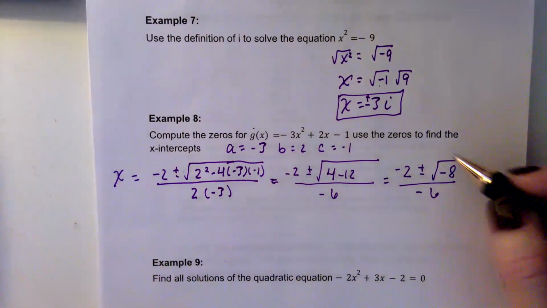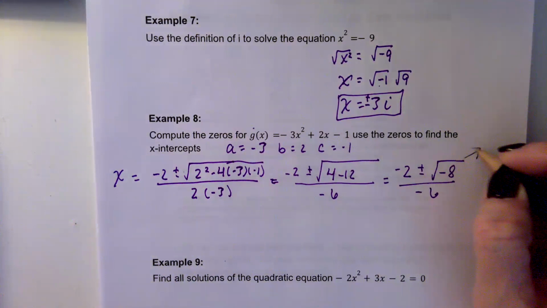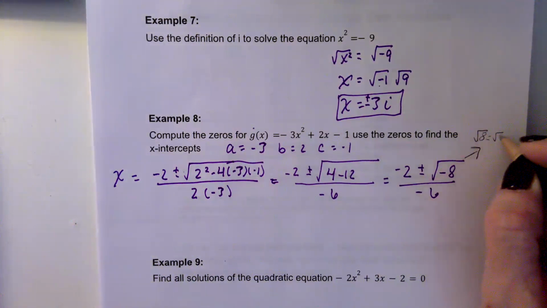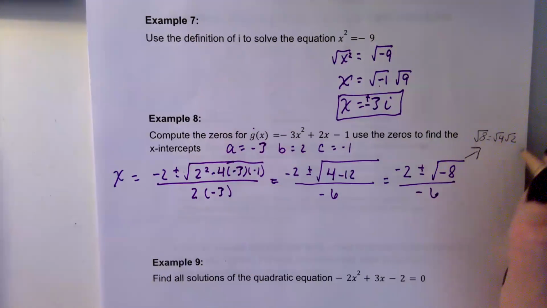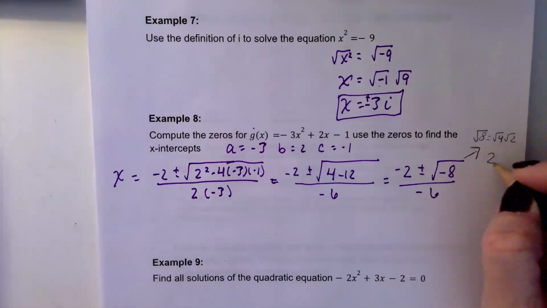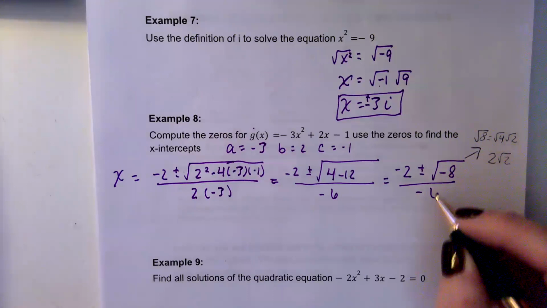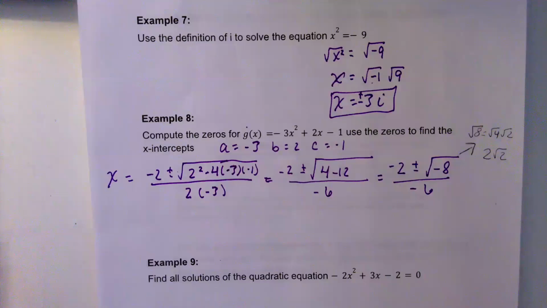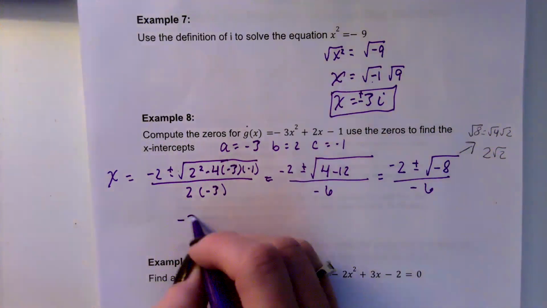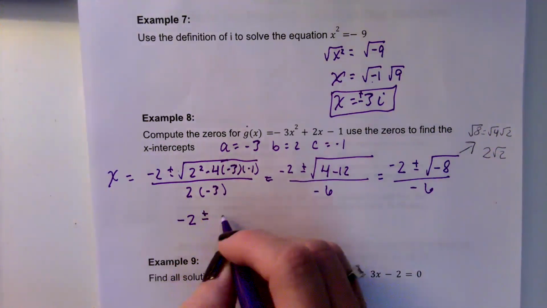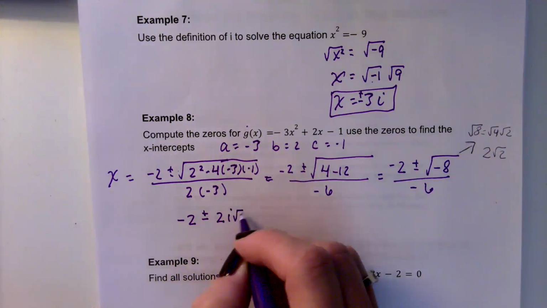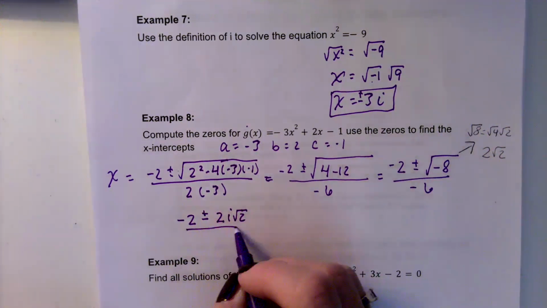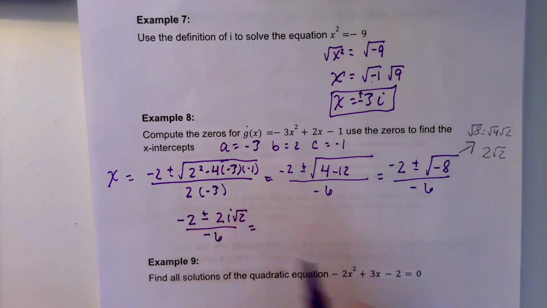And this negative square root of -8, we just have to remember that the square root of 8 is the same as the square root of 4 times the square root of 2. So that becomes 2 times the square root of 2. I don't want a decimal answer. I want you to leave it in radical form to be correct. So we have -2 plus or minus 2i times the square root of 2, because that was a negative square root of -8, all over -6.